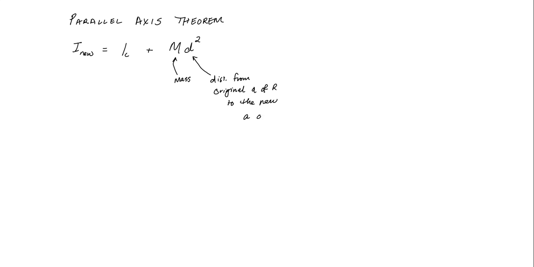And the equation basically says the new moment of inertia, which I'm going to label as I sub new, is equal to the moment of inertia about the center of mass plus m times d squared, m being the mass of the entire object, d being the distance from the original axis of rotation to the new axis of rotation.